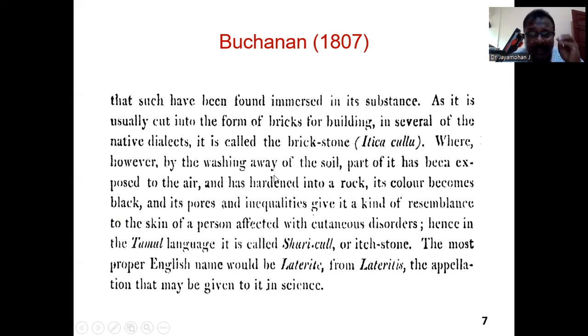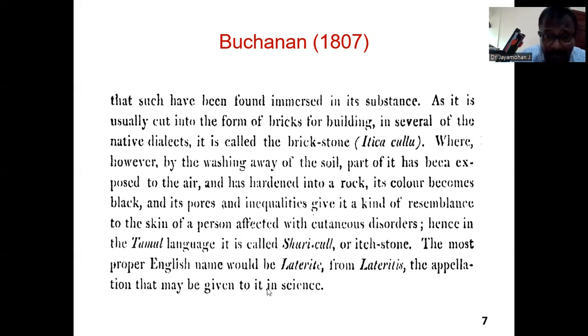And its color, he says, resembles the skin of a person affected with a cutaneous disorder. Cutaneous disorder is a skin disease. In the skin, we get some sort of red and white coloration. That's a type of skin disease. We call it cutaneous disorders. So Buchanan says the surface of laterite resembles the skin of a person affected with this cutaneous disorder.